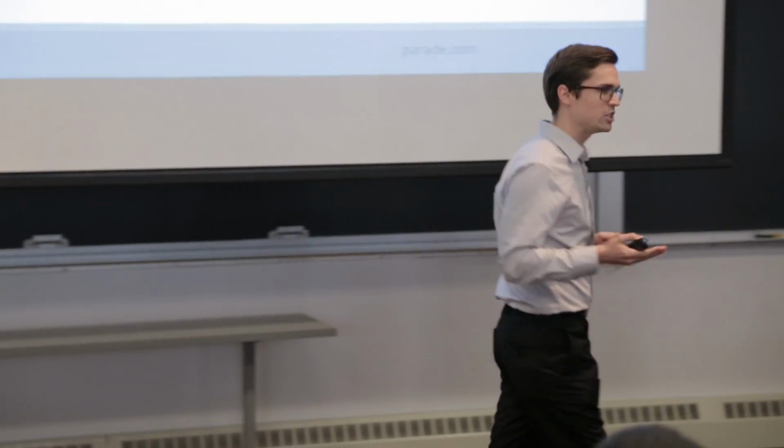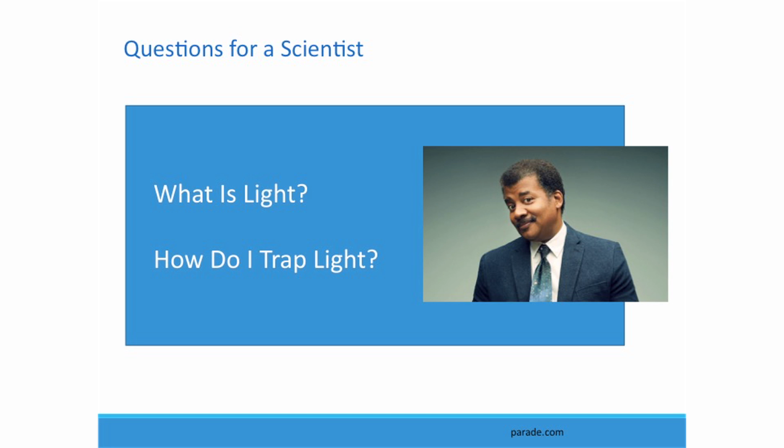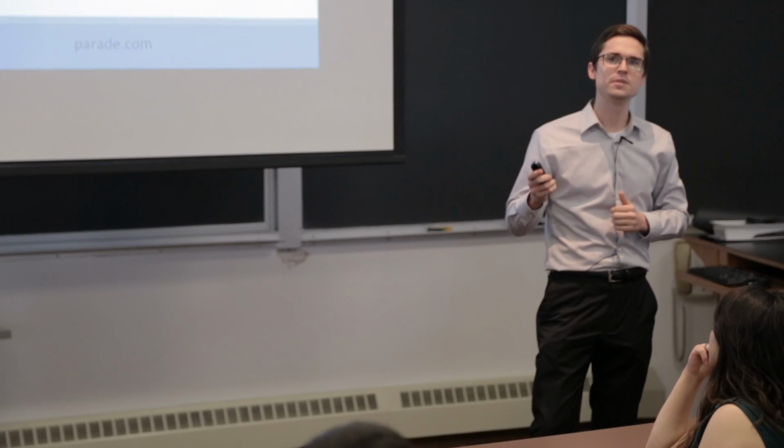Well, being a good engineer, I'm first going to ask a scientist. In fact, I could ask Dr. Tyson here, and I could ask him two questions. I could say, Dr. Tyson, tell me what light is and tell me how to trap it. And his answer would be, Travis, light is made up of tiny particles. Just like how matter is made up of tiny particles like atoms, light is made up of tiny particles called photons. And I say, well, Dr. Tyson, that's interesting, but how does that help me trap light?